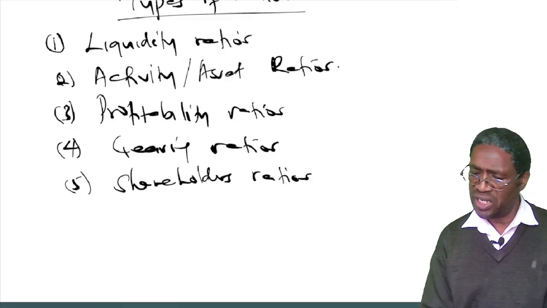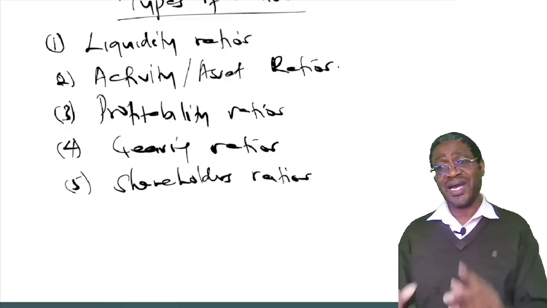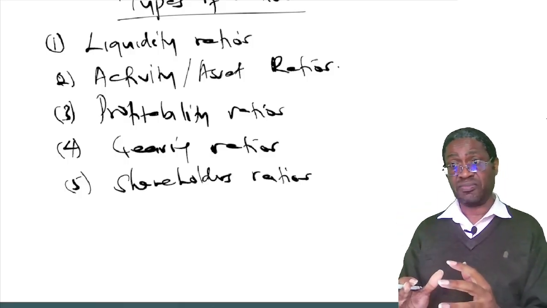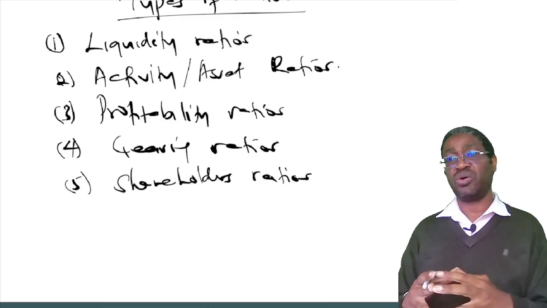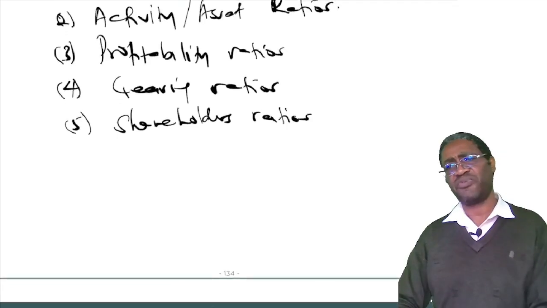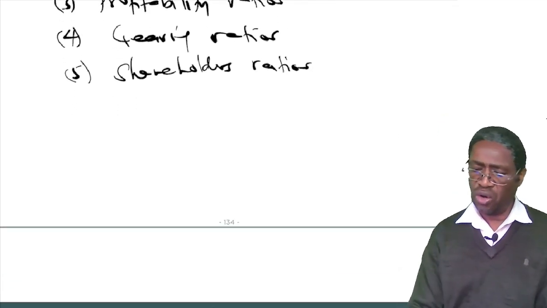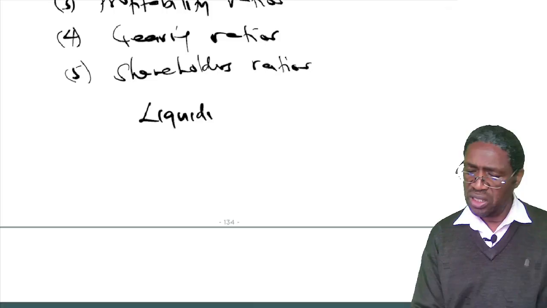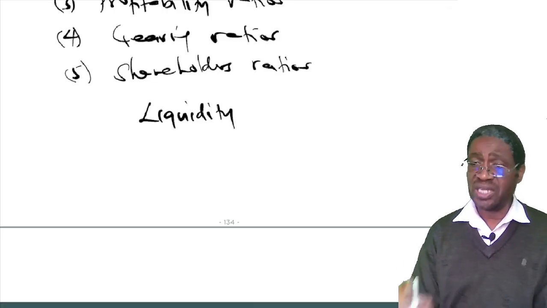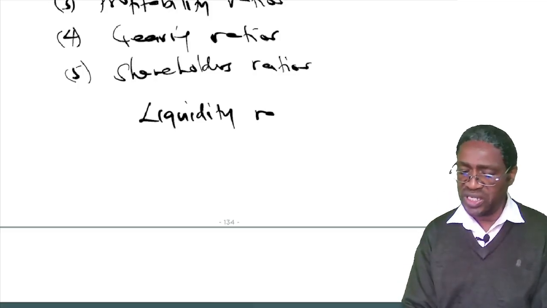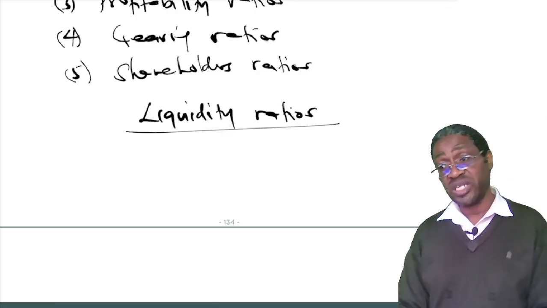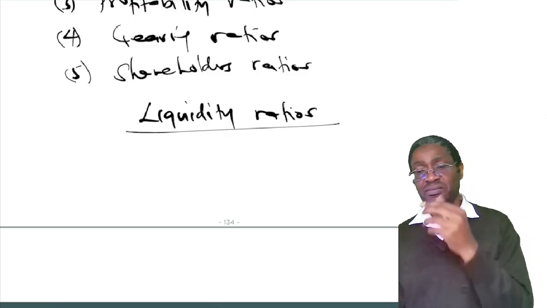So these are the different categories of ratios, and each category normally serves its own purpose. Let's start with the first category, which we are calling liquidity ratios. What are they and what is their purpose? Why do you as a company calculate the liquidity ratios, and what are they?